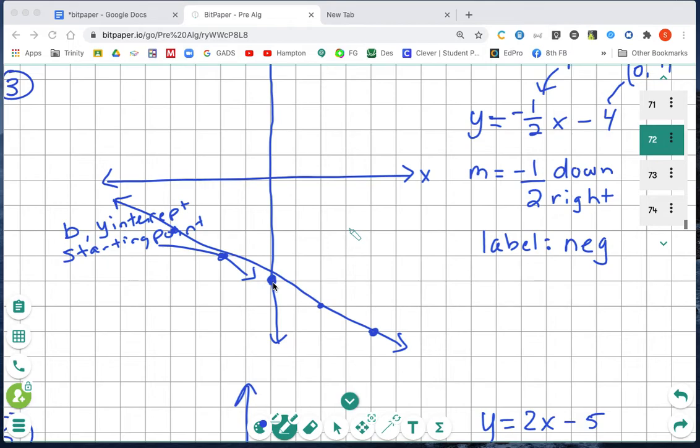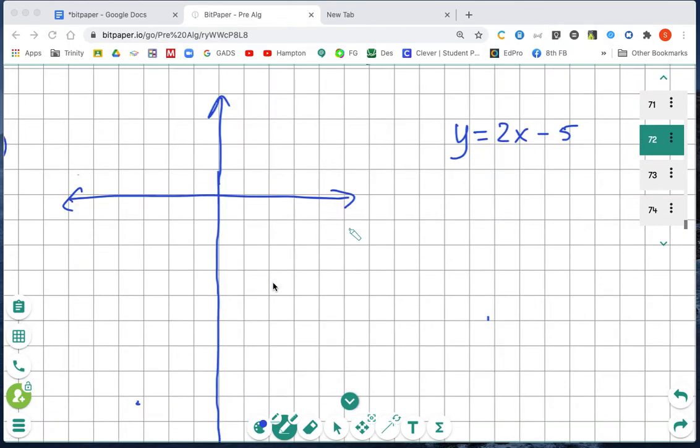Moving on to number 5. We're going to put our x-axis in, put our y-axis in. We're going to find our m. M equals 2/1, because remember we have to have a fraction in order to use it to graph. So we're going to go up 2, to the right 1. This is -5, so our starting point is (0, -5). So we're going to go ahead and do (0, -5).